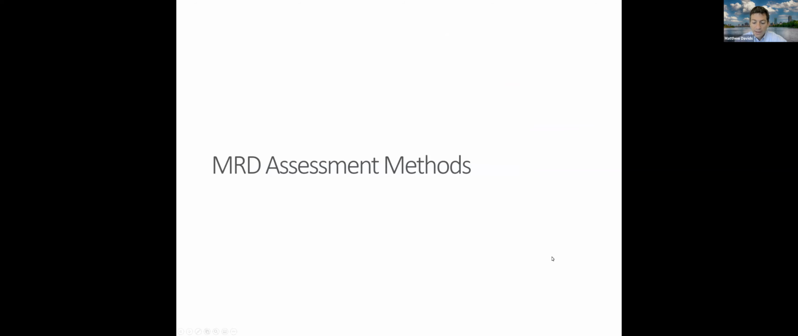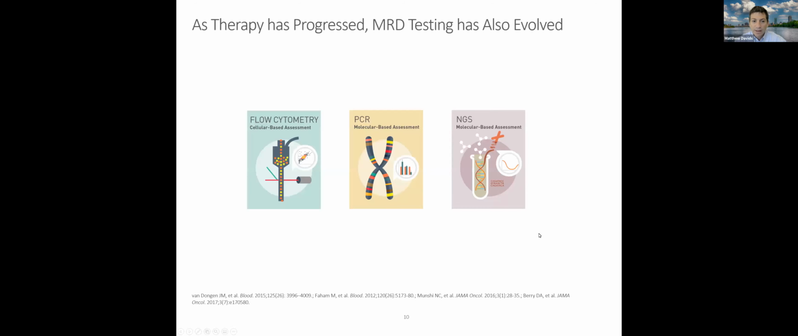Okay, so with that as background, I wanted to jump now into a little more detail on some of the MRD assessment methods. There are 3 main ways that we look for MRD. One is flow cytometry, which is a cellular-based assessment. In other words, we're actually counting numbers of cells. There's PCR, which stands for polymerase chain reaction. This is a way to look for a molecular signature through a DNA sequencing assay. And then the most recent one is called next generation sequencing, or NGS, which is another molecular assay. So it's looking for DNA sequences, but it's doing it in a more sophisticated way.